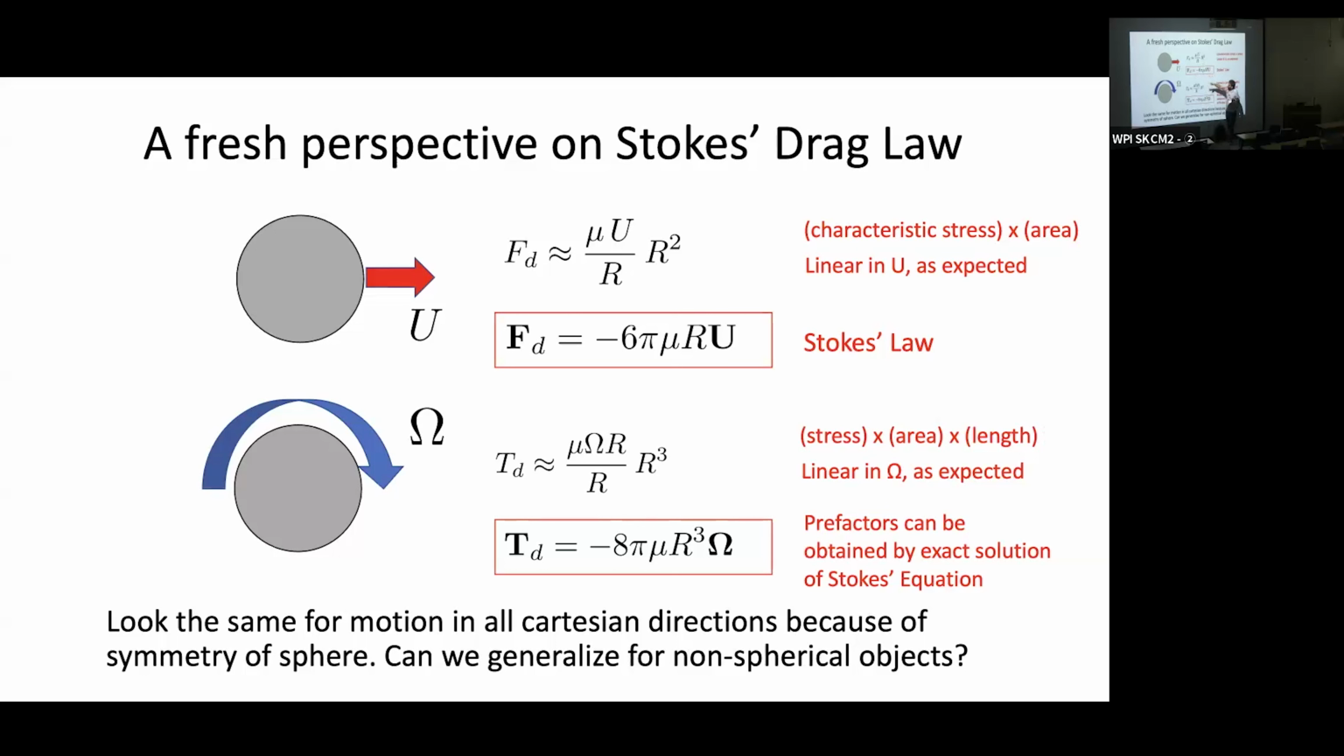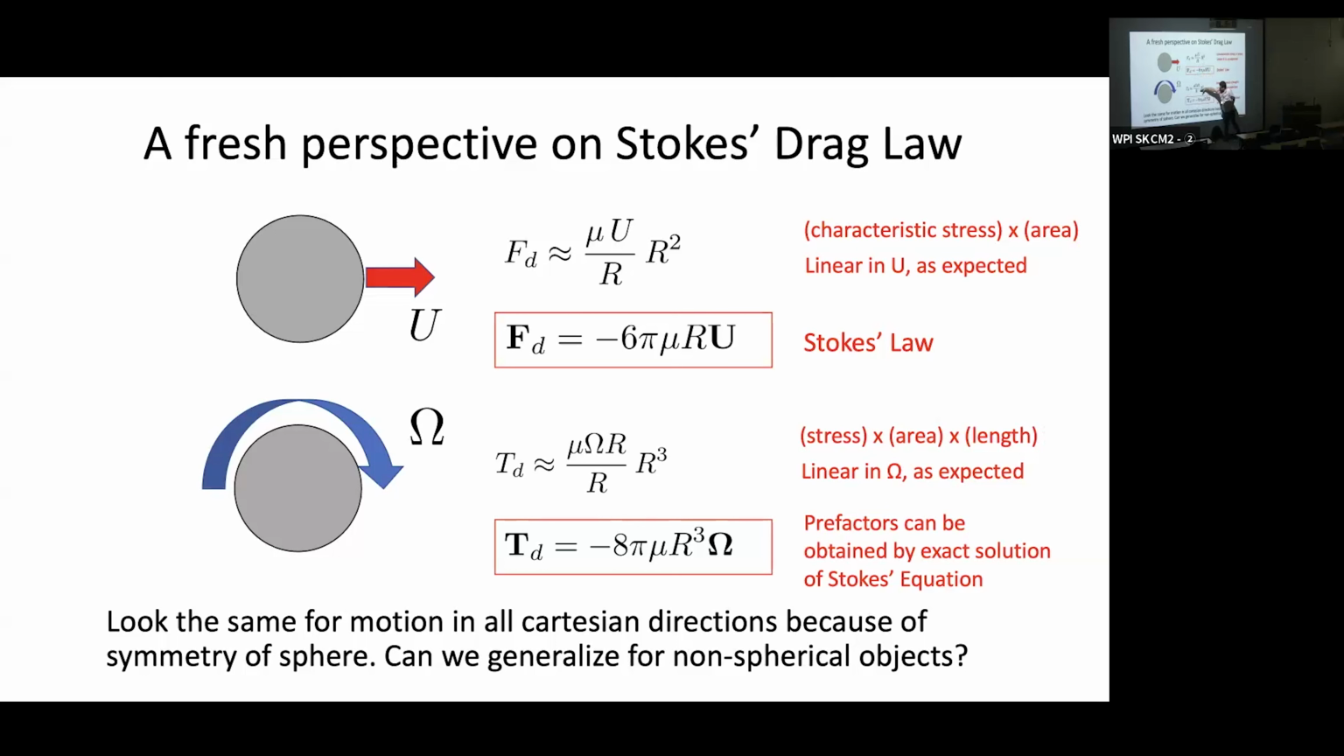And indeed, you get something that goes as mu R U. You get everything but the 6 pi. So I'm going to skip over that whole derivation of Stokes' law. To get the 6 pi, you can look in a textbook and work through 5 pages of algebra. We also have a Stokes drag law for rotations.